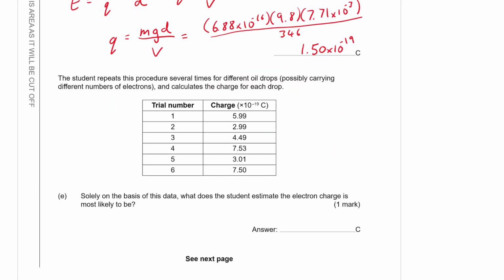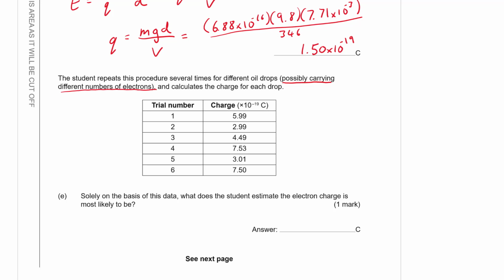Now this next part's a little bit interesting. We've got students repeating the procedure and getting different values. And it's possible that they have different numbers of electrons on the oil drop, which is, yeah, a bit strange. Anyway, it's trying to get you to look at the data and think, okay, well, based on this data, what would the student estimate the electron charge is most likely to be? So the key here is that it's saying possibly carrying different numbers of electrons.